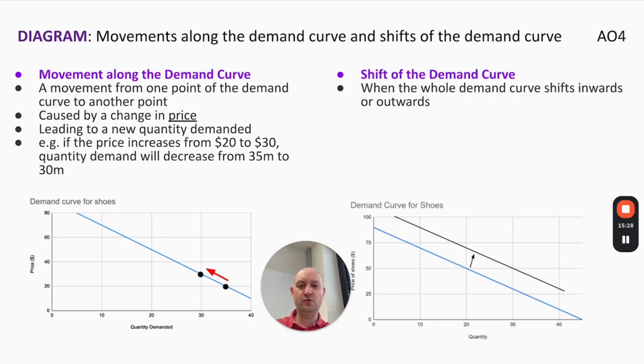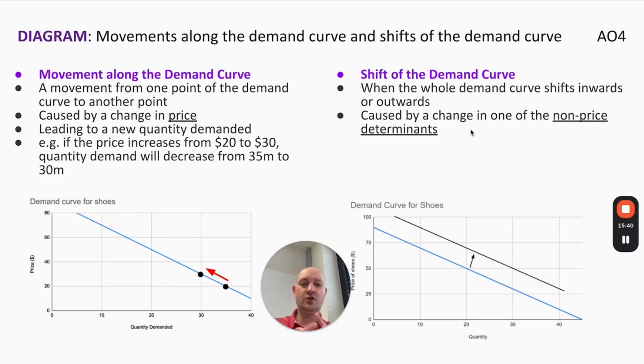A shift of the demand curve is what we've been talking about during this video. This is when the whole demand curve shifts inwards or outwards. So here it's shifting outwards. And this is caused by a change in one of the non-price determinants. So this is the substitutes, complements, income, etc. I will do another video where I just go through this as well.